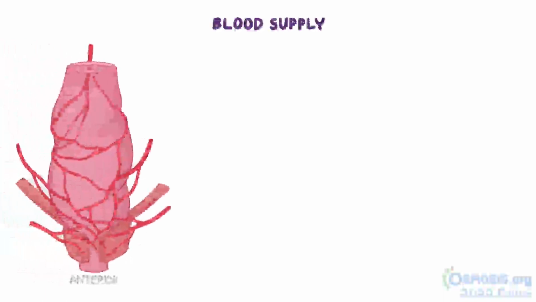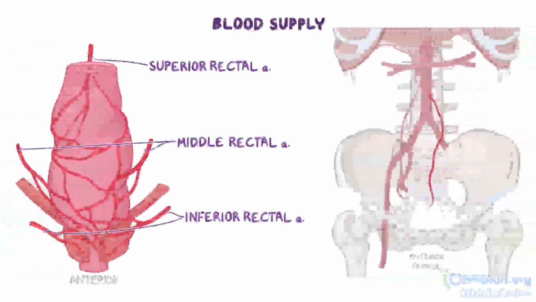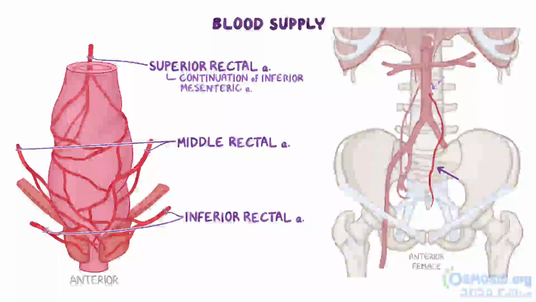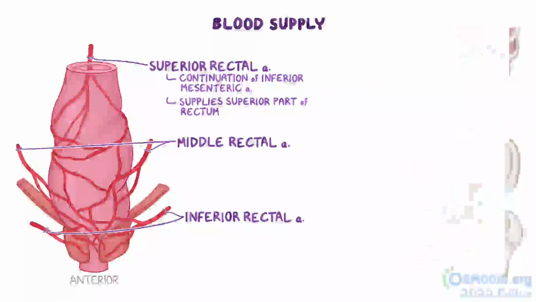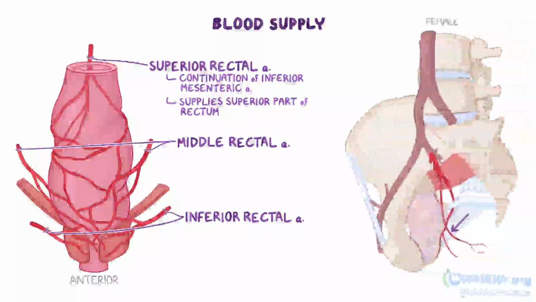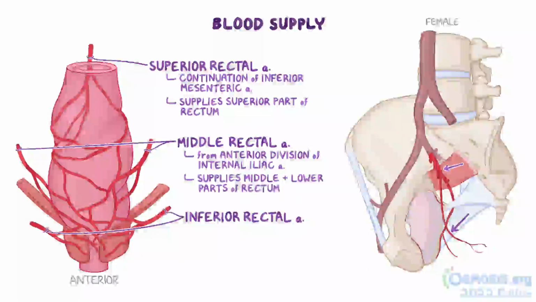The blood supply of the rectum comes from superior, middle, and inferior rectal arteries. The superior rectal artery is a lower continuation of the inferior mesenteric artery, which arises directly from the abdominal aorta. This artery supplies the superior part of the rectum. Next are the left and right middle rectal arteries, which arise from the anterior division of the internal iliac arteries to supply the middle and lower parts of the rectum.